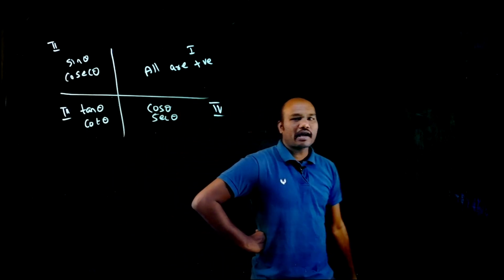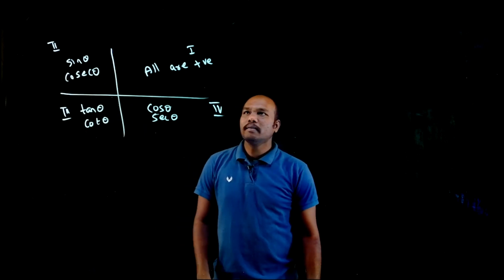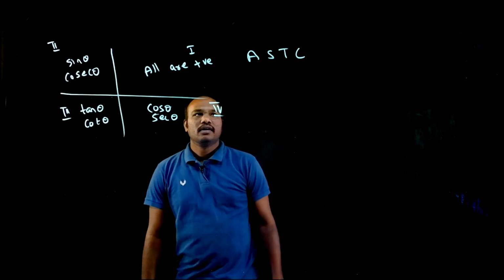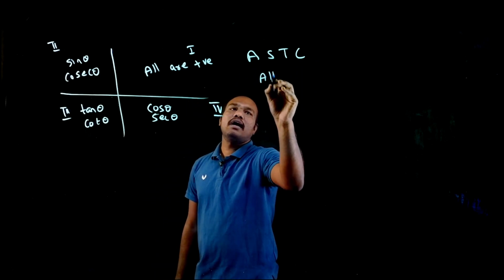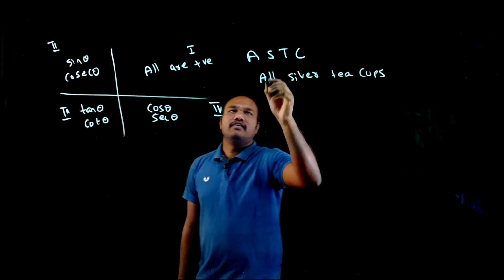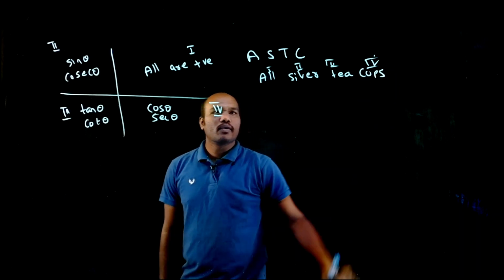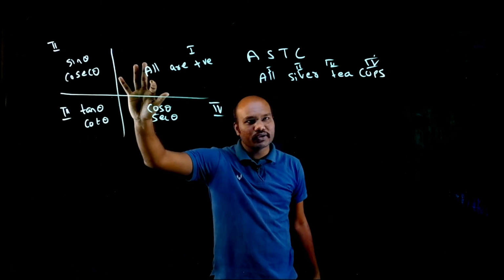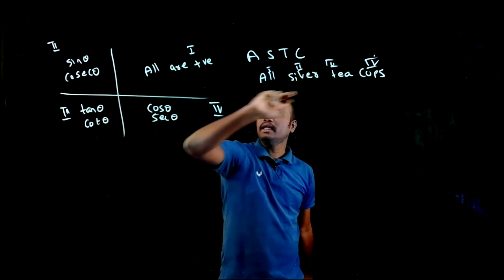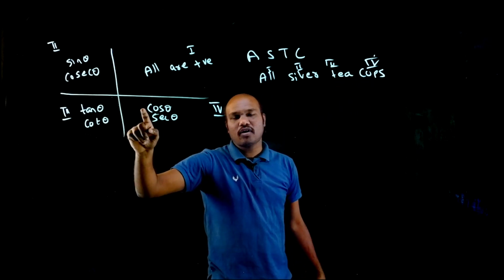If you say every time I will draw a triangle and find out the answer, it is not going to happen. You have to remember all this. How to remember? You think as all silver teacups. All silver teacups. The first, second, third, fourth quadrant. There are 4 quadrants. All means first quadrant, all are positive. Silver means sine and, in reverse, cosecant. T for tan theta, cot theta. Cups, C for cos theta, secant theta.